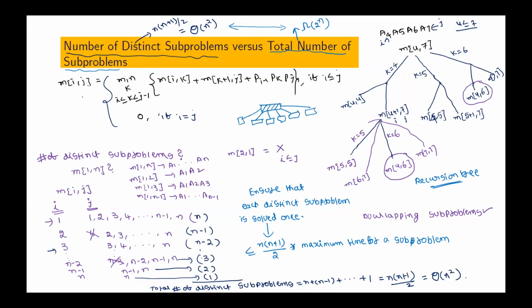Let us look at the recurrence. We need to calculate Mij. Mik's answer is there, M k plus 1 j's answer is there, and P i minus 1 Pk Pj, this answer is also there. So to add these, how much time do we require? Theta of 1. Is that correct?